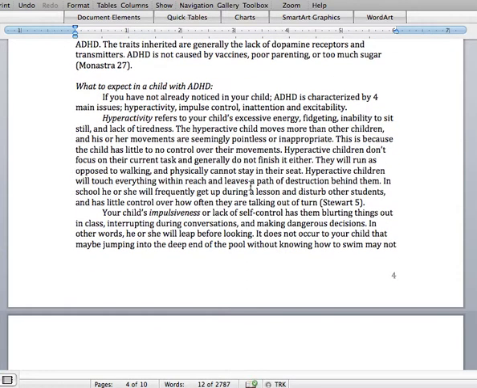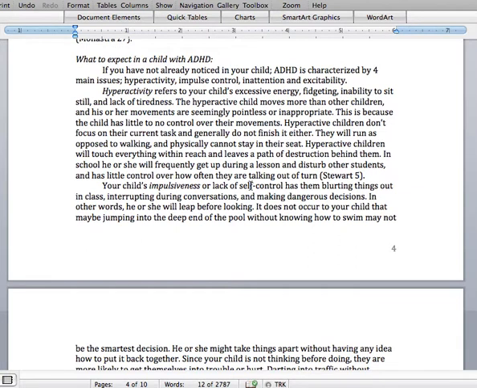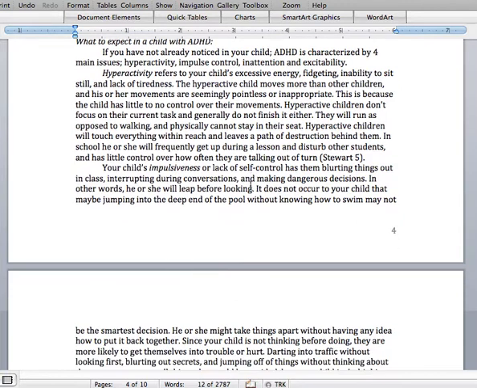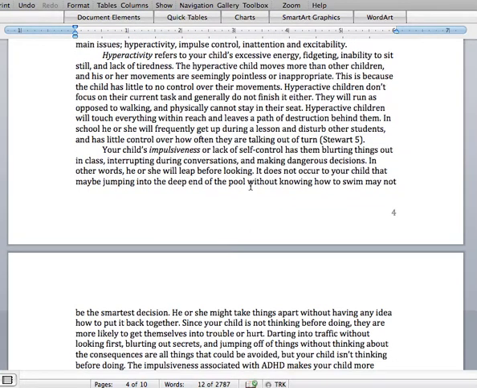So, what to expect in a child with ADHD? ADHD is characterized by four main issues: hyperactivity, impulse control, inattention, and excitability. Hyperactivity, as you know, refers to excessive energy, fidgeting, inability to sit still, and lack of tiredness. I know a lot of children will be hyperactive or have a lot of energy, but hyperactive children will move more than other children, and their movements might be purposeless or inappropriate, and it's just because they have little to no control over their movements. Hyperactive children can't focus on current tasks and usually don't finish them.